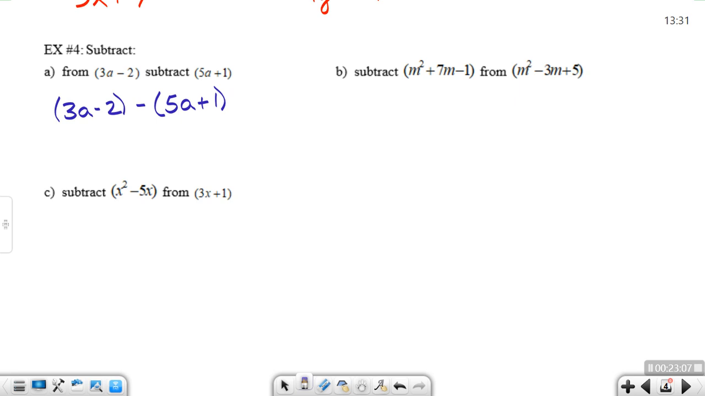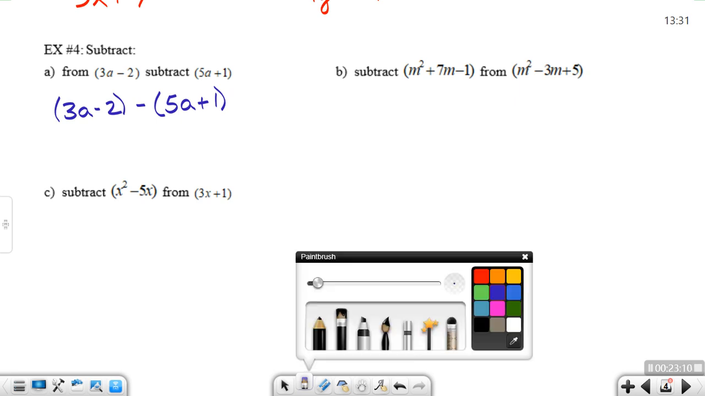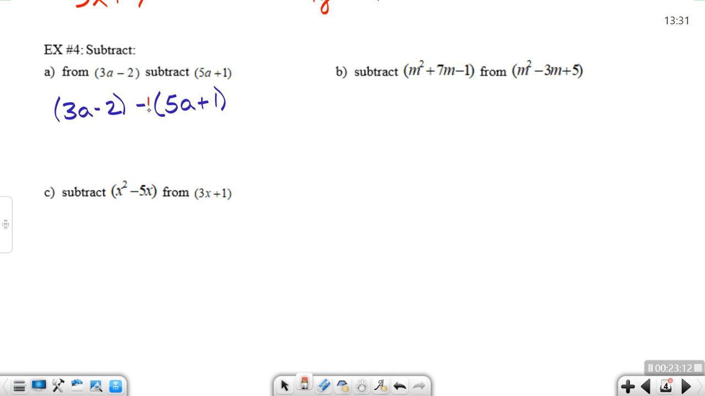Now, you guys can see that I included those parentheses. They're very important because we are going to have to distribute, again, this negative 1 through. So that's going to give us 3a minus 2 minus 5a minus 1. And then we are going to go right ahead and combine like terms. So we've got 3a minus 5a, which gives us a negative 2a. And then we've got negative 2 minus 1, which gives us a negative 3. So we end up with a binomial there, negative 2a minus 3.